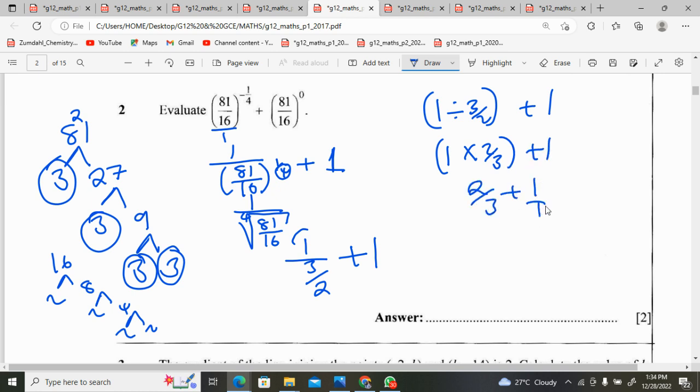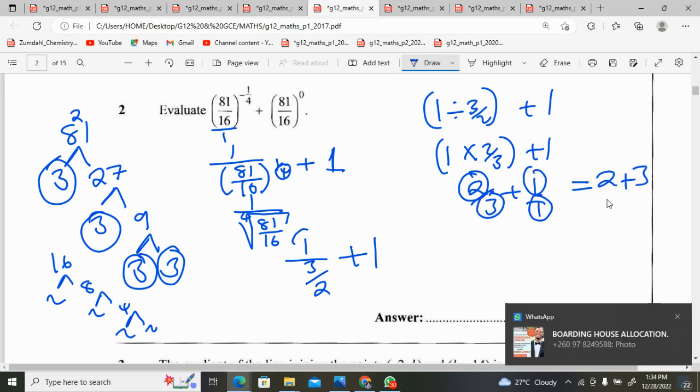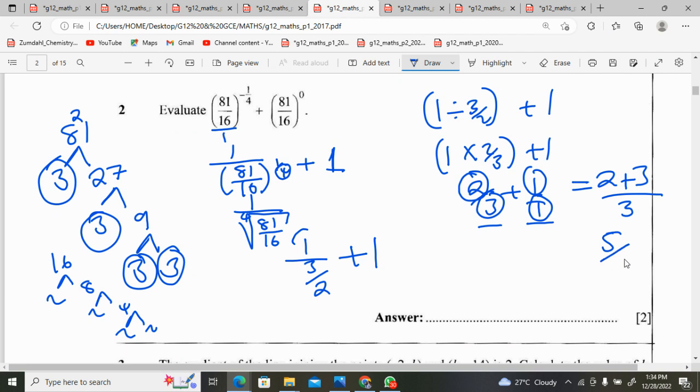We know 1 is the same as 1 over 1. We'll multiply this 2 with this 1 using the butterfly method. That is going to give us 2. Then we're going to multiply this 3 by this 1. That is going to be a 3. Then we're going to multiply this 3 by this 1. That is going to give us a 3. So the answer is 5 over 3. 3 into 5, that is 1 remainder, 2 over 3. So you can also write it like that.